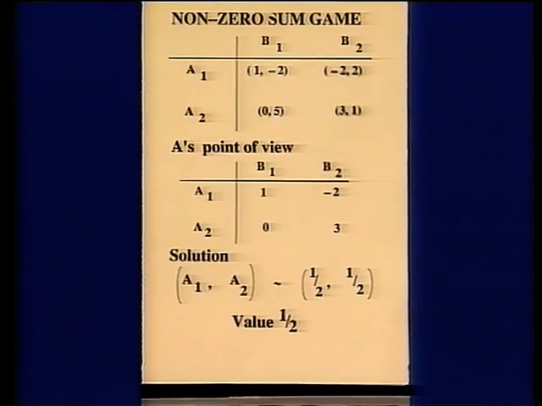Here we have another example of a non-zero sum game. The coordinates again refer to the winnings of A in the first case and B in the second. A looks at it from his point of view. He decides that his best option is to mix his two strategies equally as often, and when you go through the solution process you see that A wins a half by that approach.